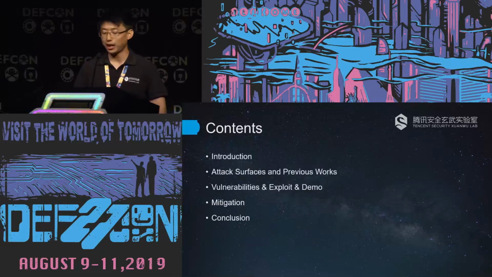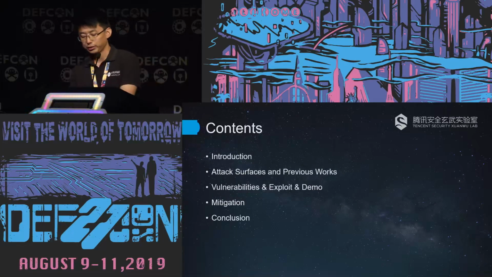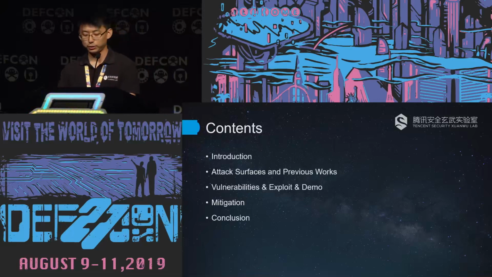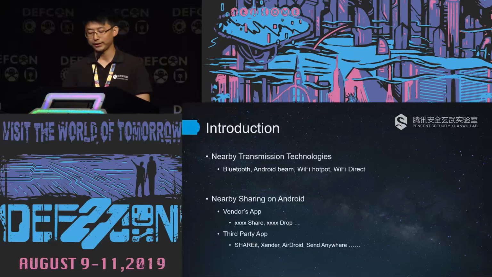This is our presentation outline. First, we will give an introduction about the nearby sharing technologies and talk about our motivation to do this talk. Secondly, we will present the attack surfaces and some previous work. Next, we will show you the real vulnerabilities, the exploits and the demos. Then we will talk about the mitigation methods. Finally, it will be our conclusion. Now, let's begin our part 1, introduction.